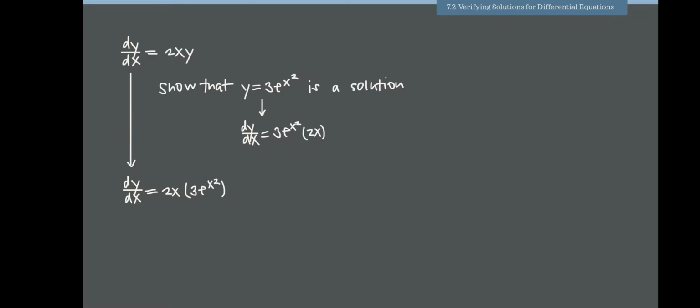And what we see now is that we have two identical equations. dy over dx is 3e to the x squared times 2x. We have exactly the same here.